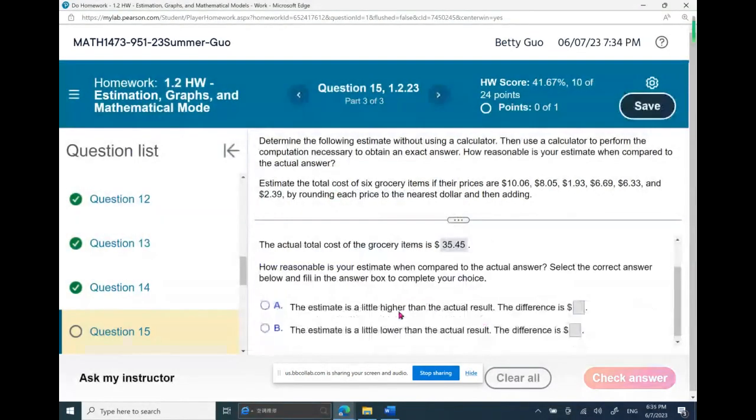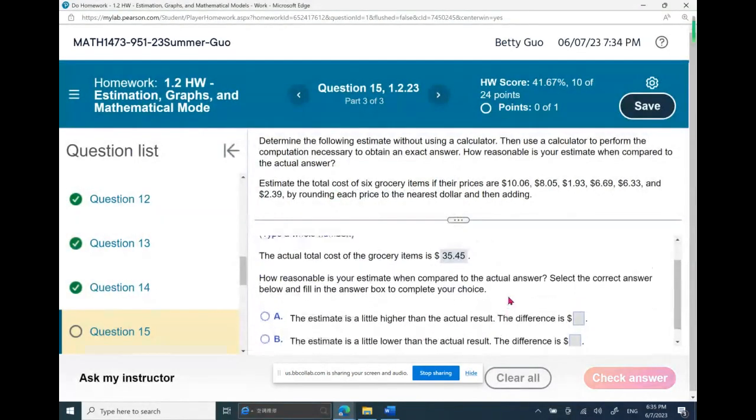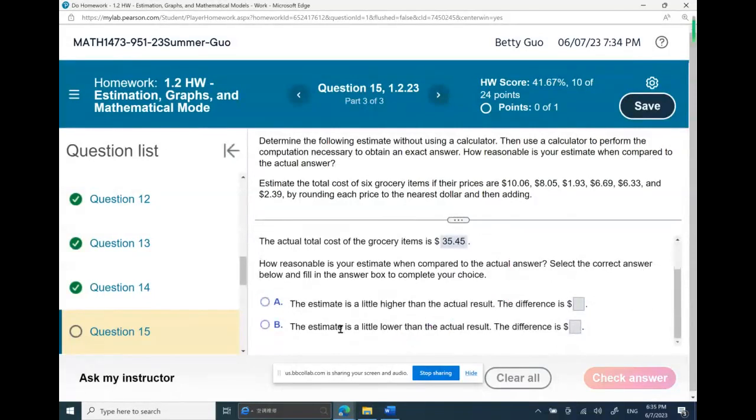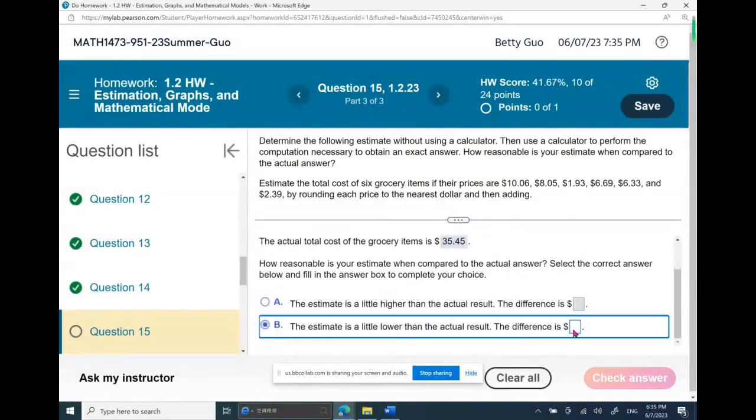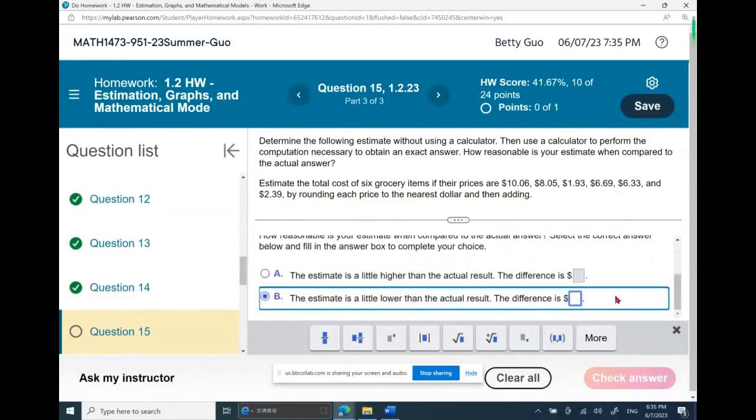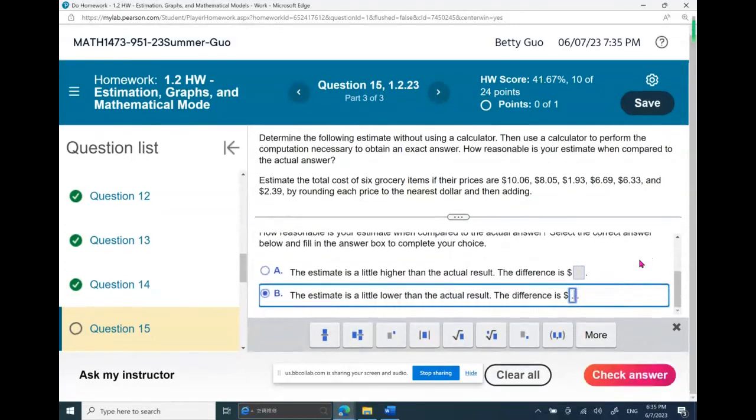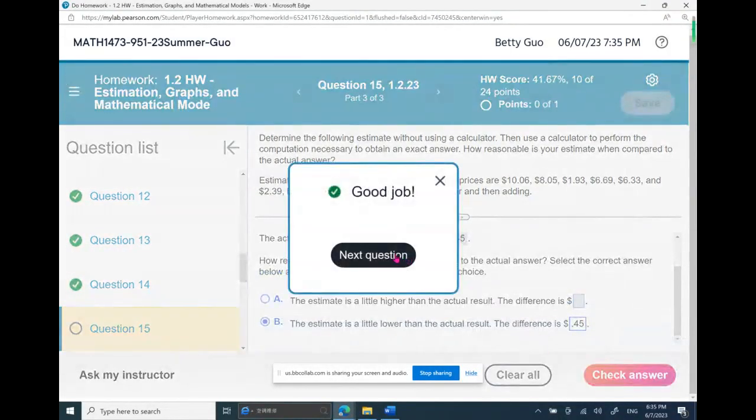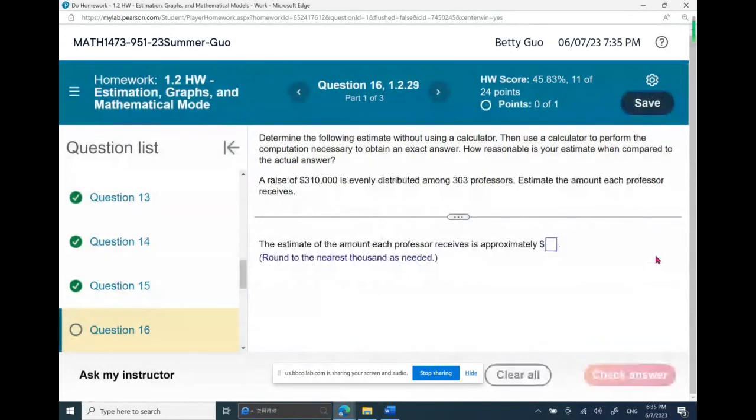Yeah, very close. It is a little bit lower than the actual result. The difference is 45 cents, 0.45. You can play with it, right? You try. You have unlimited tries. Yeah, you're going to spend time with the system, then you get to know the system very well. Then when you take the test, the system will not give you a hard time.